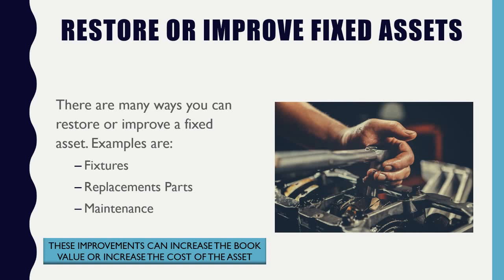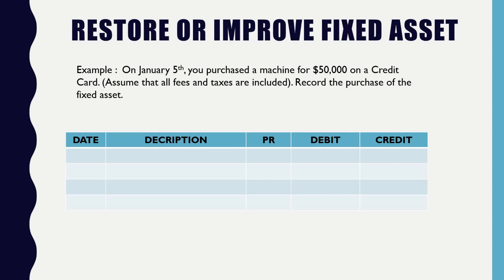Now, there are two ways that you can go about this. You can either increase the life of the asset, or you can actually change the book value of the asset. Because again, all of these things are going to cost you, right? But those are the two methods that we're going to be taking a look at. And it's going to be called the indirect and the direct method. But let's go ahead and look at the first one.